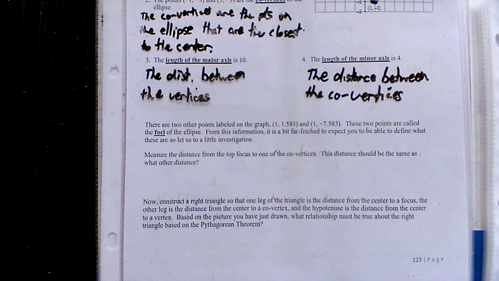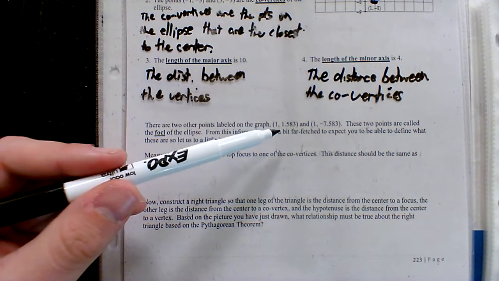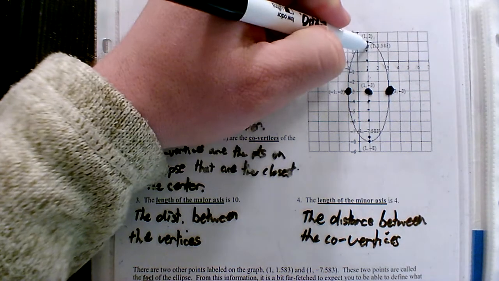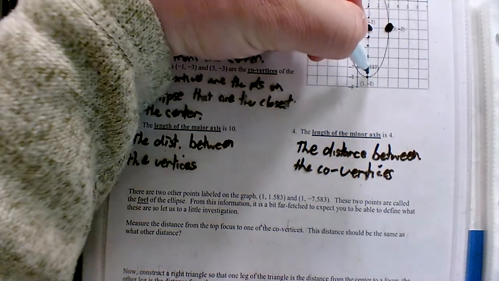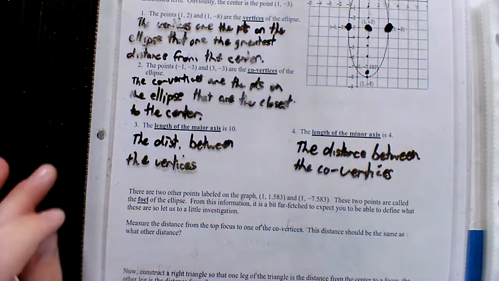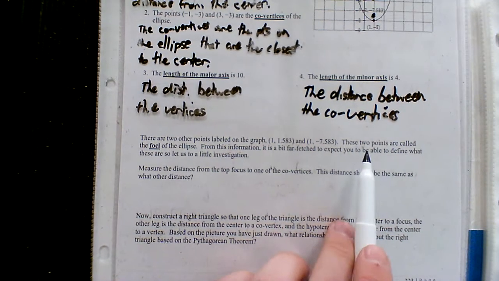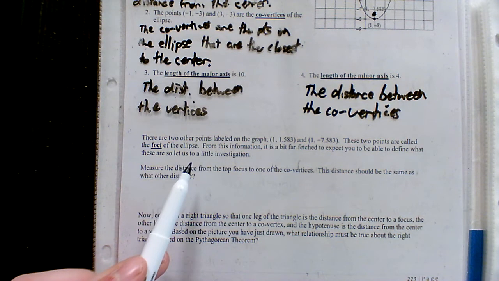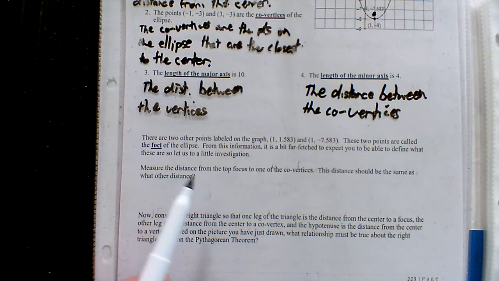Alright, as we move along here, there are two other points labeled on the graph. (1, 1.583). So it's that one that's really close to the top. And then we have (1, -7.583), so really close to the bottom. Not quite to the top, but close. These two points are called the foci of the ellipse. From this information, it is a bit far-fetched to expect you to be able to define what these are, so let us do a little investigation.